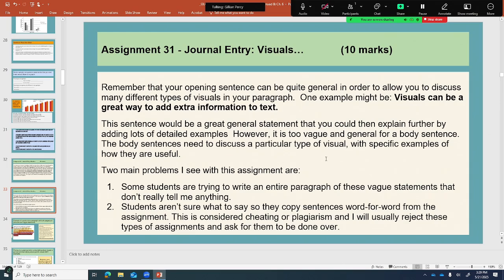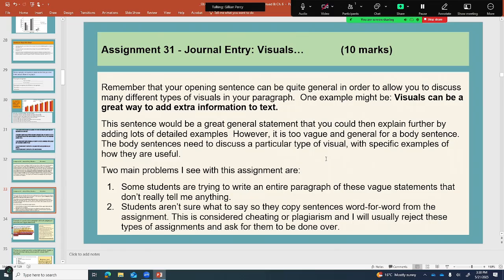Okay, so remember that when you're writing a journal, or really anything, it's fine for your opening sentence to be general, and probably it's a good idea, because then it allows you to discuss a whole bunch of different specific visuals. An example might be something like, visuals can be a great way to add extra information to the text. You can do any kind of variation of what you picture. Then you can explain by giving lots of detailed examples.